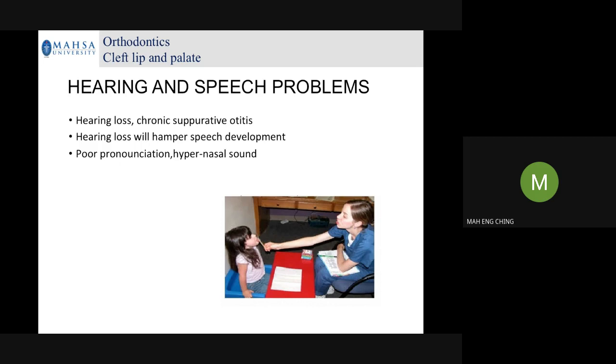Then there are poor pronunciations, hypernasal sound. Hypernasal sound is very common because when they start developing speech ability, if they always make the sound through the nose, then they will have a tendency to have a nasal sound whenever they pronounce certain words. So even after they repair the cleft, if they repair it too late, then everything is already set in, and the patient tends to have this hypernasal sound.